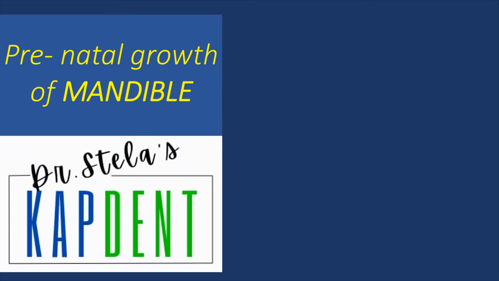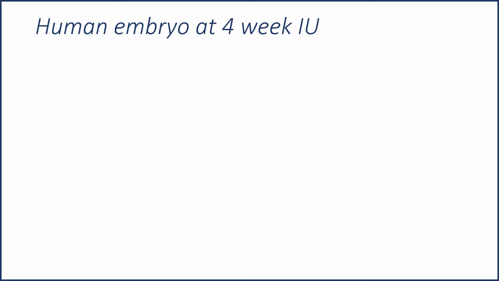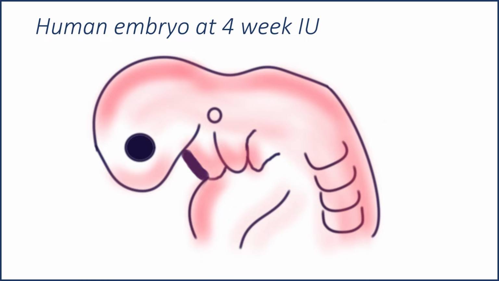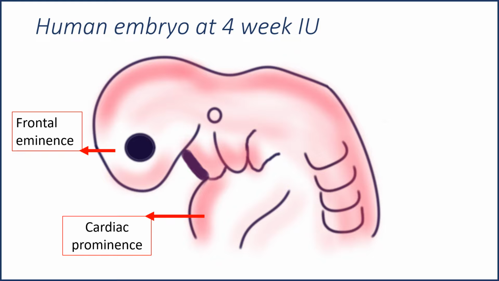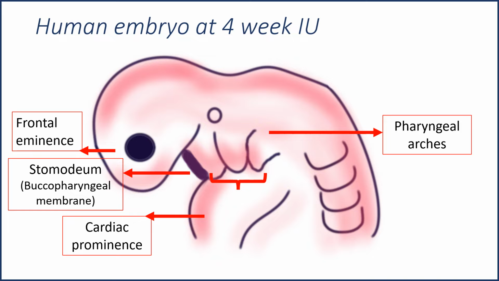Hello everyone. In today's video, we will be learning about the prenatal growth of the mandible. The head of a human embryo at 4 weeks is characterized by a frontal eminence containing the growing brain and the cardiac prominence. Both the structures are separated by a tiny depression called the stomodeum, which is lined with the buccopharyngeal membrane. This membrane breaks down at around 4 weeks of intrauterine life.